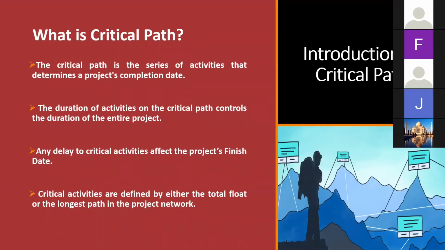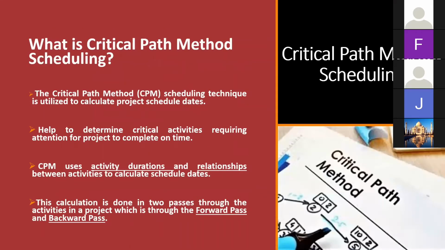Now, how do we calculate this critical path in the project network? There is a scheduling technique known as the critical path method scheduling technique, or CPM for short. This CPM method is used to help calculate the project schedule dates, which are the activity early dates and the activity late dates. It also helps to determine which activities in the project fall on the critical path and require our immediate attention in order for the project to complete on its set deadline.